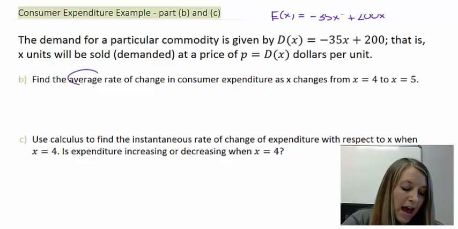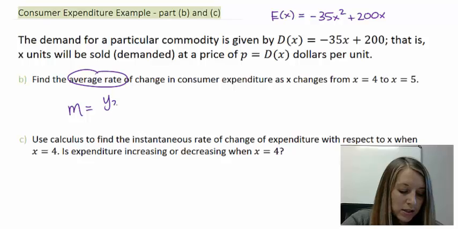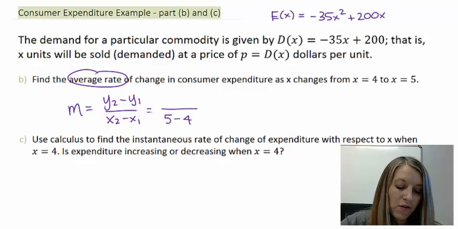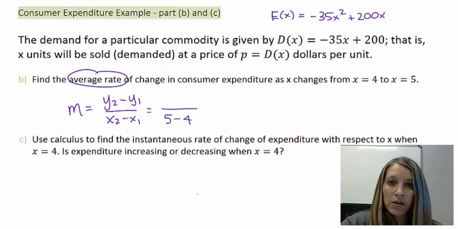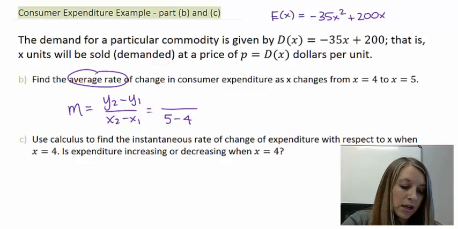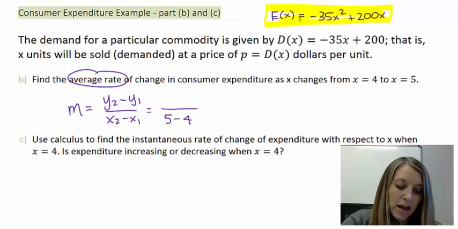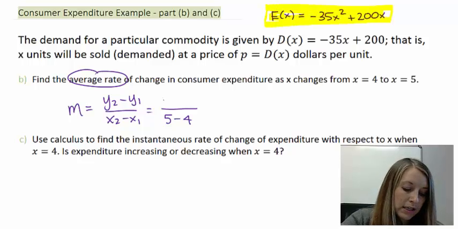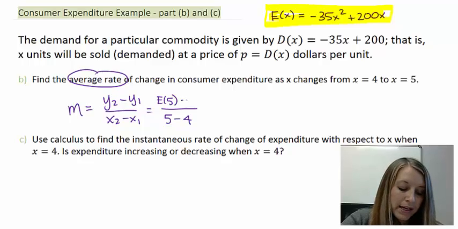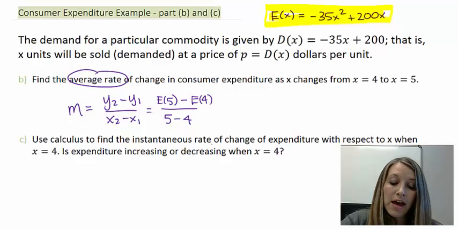So basically, to find the average rate of change, we use the slope formula. Our slope formula is y2 minus y1 over x2 minus x1. Now we know our two x values, 5 and 4, so how do we come up with our two y values? Well, you just take your x values and substitute them into the equation that you're focusing on. So I take my E of 5, that's my second y value, and I subtract my E of 4, that's my first y value. Once you do that, that will give you the average rate of change.